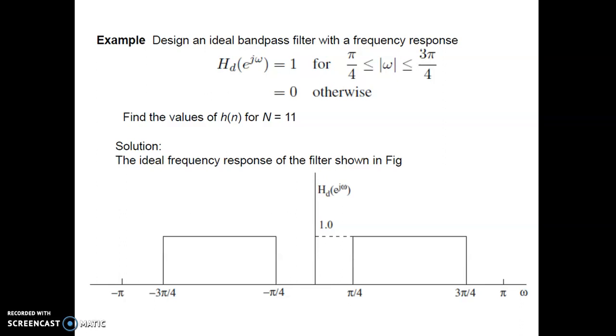Take another example where we have a band pass filter, and what we have is Hd(e^jω) equal to 1 for π/4 ≤ |ω| ≤ 3π/4, and it is equal to 0 otherwise. The best thing to realize this kind of a thing is to be able to draw a frequency chart.